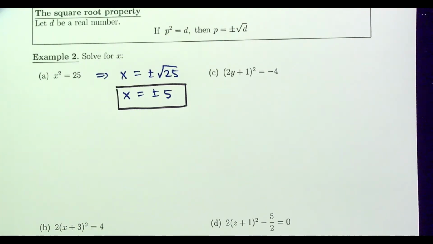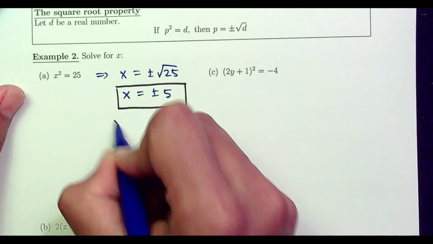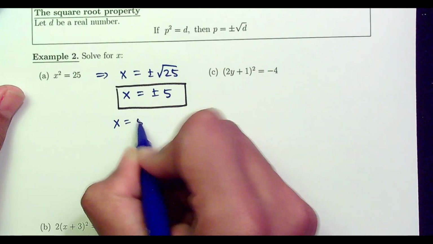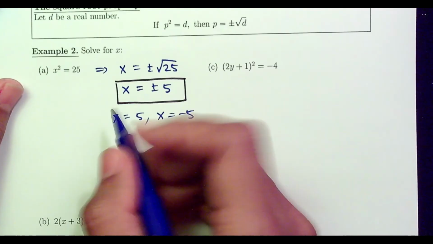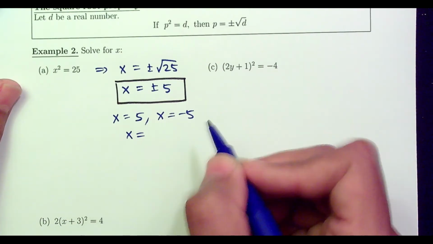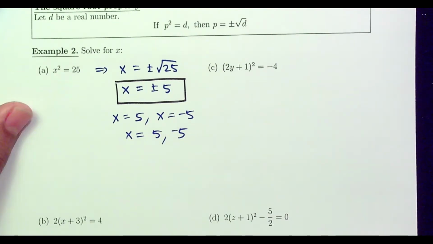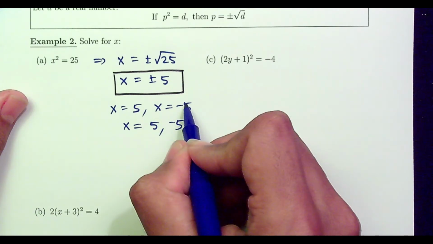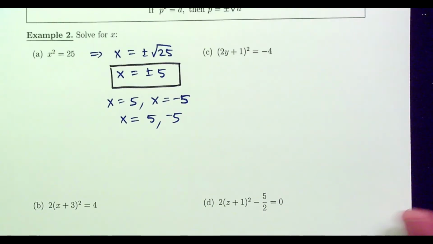Sometimes in some online homework systems, they ask you to enter the answer separately. So you may have to enter x equals 5 or x equals negative 5. And some other online systems want you to write them at once separated by a comma. So it could be like 5 comma negative 5. So it depends on how it asks you to enter your answer. But there's two solutions either way, 5 and negative 5.